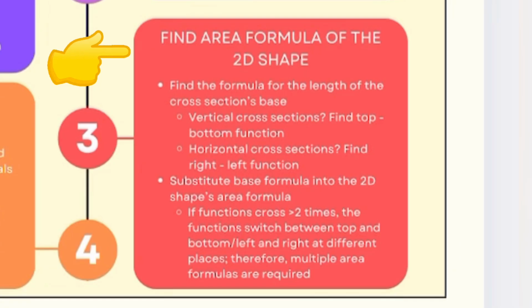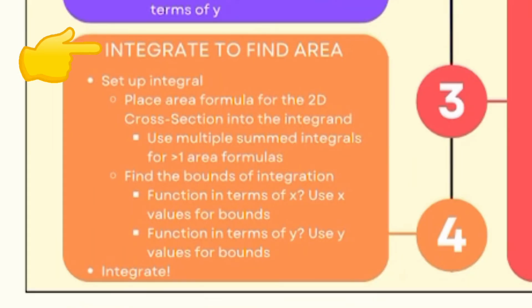Then for step 3, you have to find the area formula of the 2D shape. So for this, you need to find the length of the cross-section's base, which is either top minus bottom or right minus left, depending on if the cross-sections are vertical or horizontal. And then you need to substitute that base formula into the original area formula. And then lastly, you just need to integrate to find the volume. So you set up the integral by placing the area formula for the 2D cross-section into the integral, and then you find the bounds of integration using the intersections of the functions, which are either going to be the x values of the intersections or the y values of the intersections, and then you just integrate. So that's a general process for solving problems like this.